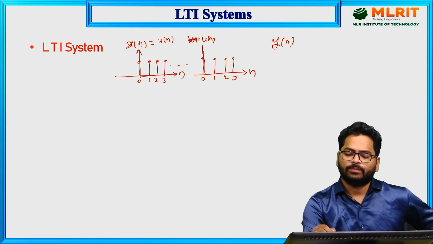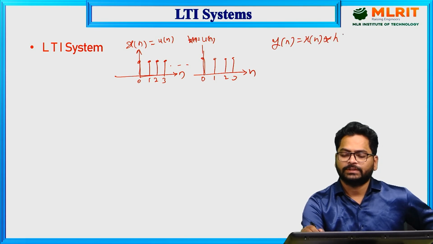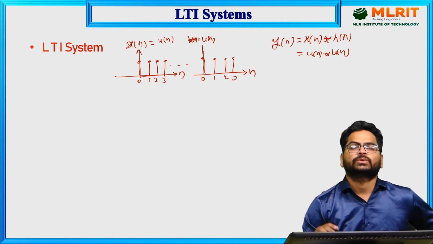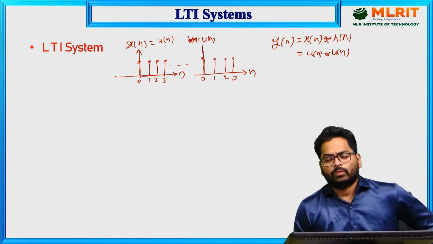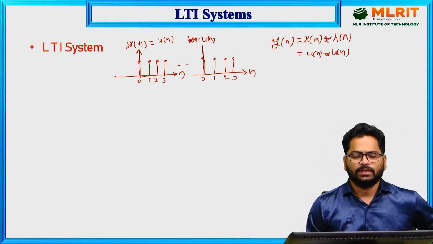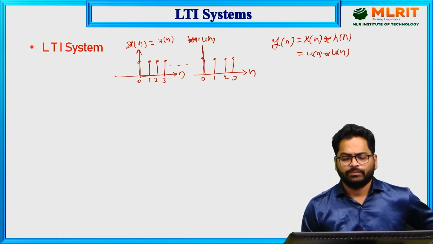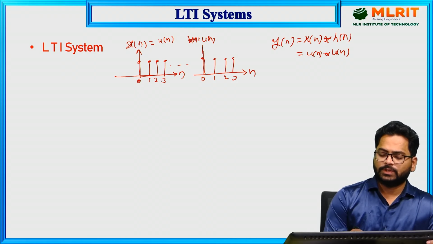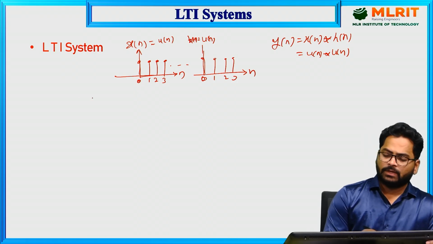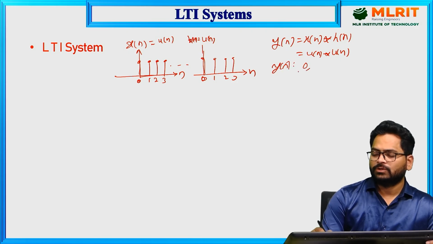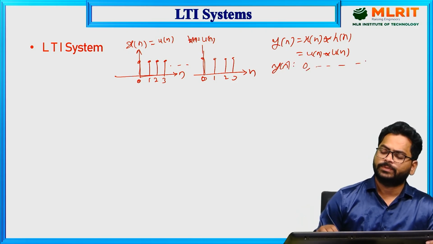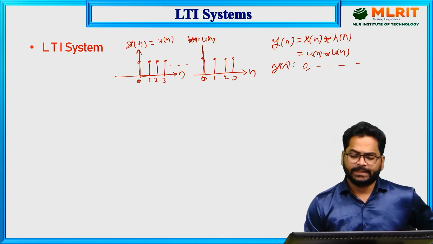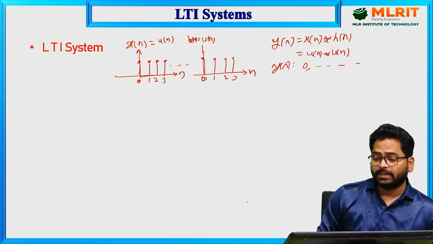Now my y of n must be x of n convolved with h of n, which is nothing but u of n convolved with u of n. The process is very clear, the same as whatever we studied for continuous time signals; the convolution steps are the same. First, where the signal starts: the limits for both are 0 and 0. That means the sum of these two gives y of n with limits 0 to infinity. Now how is the corresponding signal evaluated?